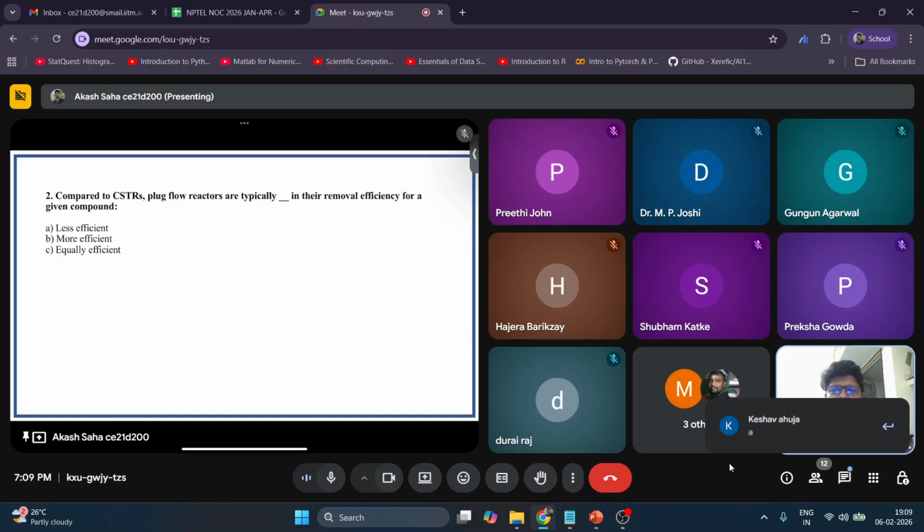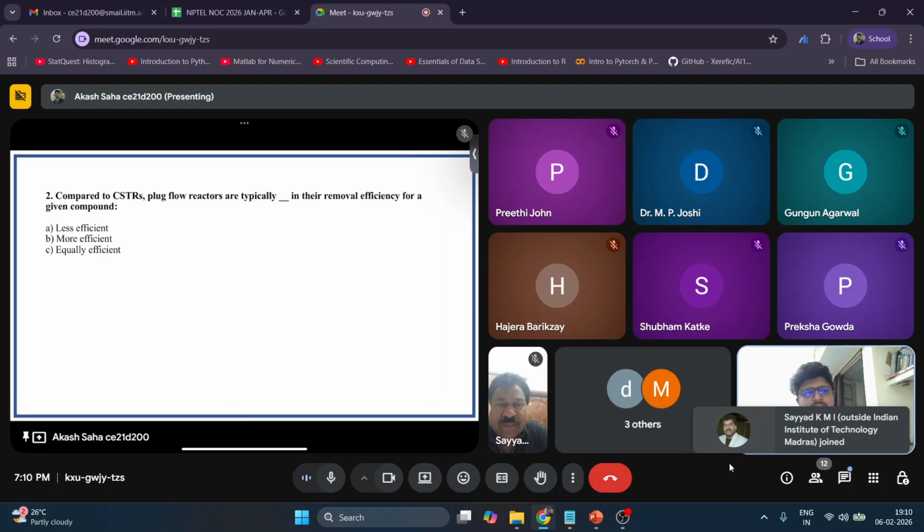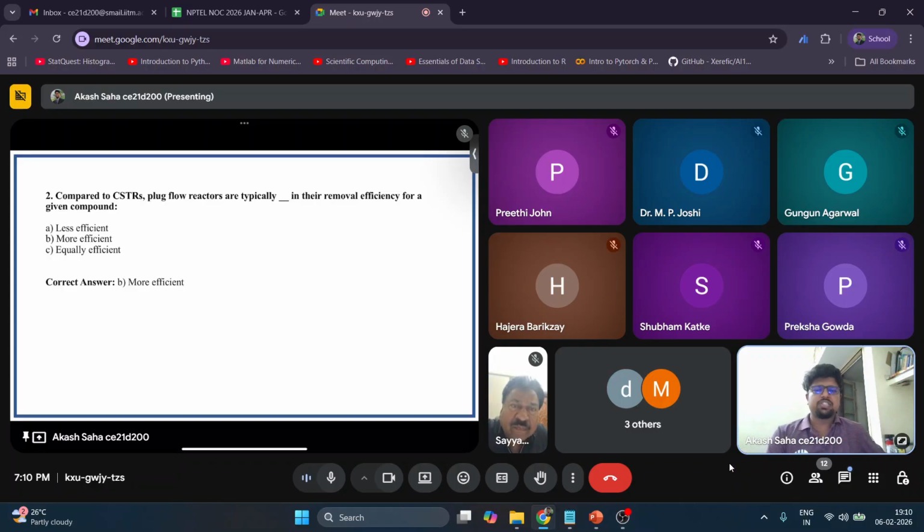When we are comparing a plug flow reactor and CSTRs, in a plug flow reactor the movement of the reactants happens in a plug flow manner. By that I mean that there is a continuous reaction happening in the lateral direction, because of which the concentration gradient is higher. That's why PFRs are more efficient than CSTRs. I also told you that a PFR is almost equal to an infinite number of CSTRs. An infinitely large number of small CSTRs is like a PFR. And also there is a high concentration gradient in the direction of the flow. That's why plug flow reactors are always more efficient than the CSTR.